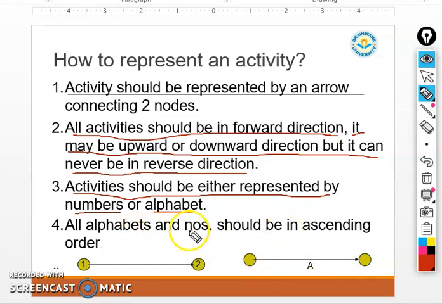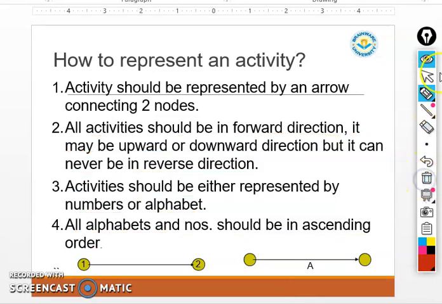All the alphabets and numbers should be in ascending order. তার মানে first activity 1 হলে second activity 2, third activity 3, fourth activity 4, and so on. মানে একের পরে 3 যাব, তারপর 1 এর পরে 3, next 2, তারপর 5. It should not happen. Similarly, when we use the alphabet, first we use A, then B, then C, then D, and so on.